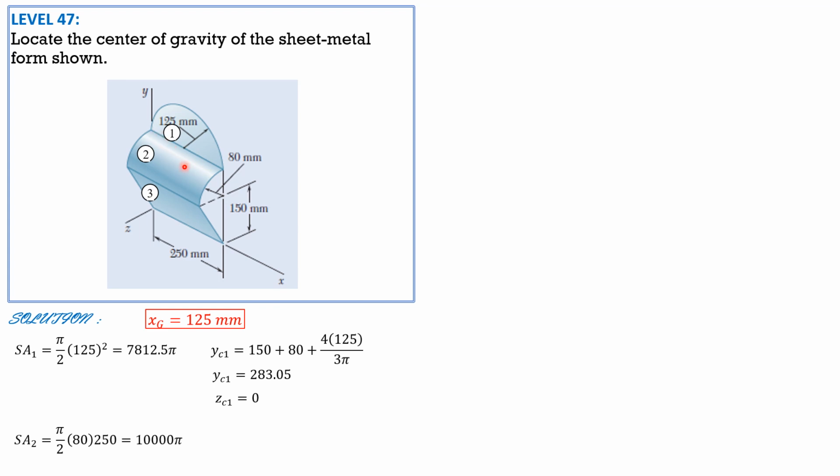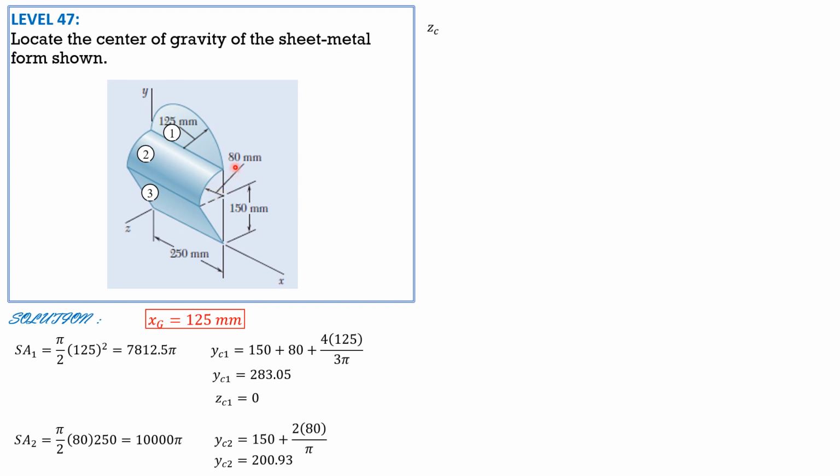So 10,000 pi mm square. Then y sub c2 is 150. Since in this view this appears as an arc and the centroidal distance of the arc is 2r over pi, therefore it is 150 plus 2 times 80 over pi, and that is equal to 200.93 mm, while the z is just 2r over pi, this distance here.